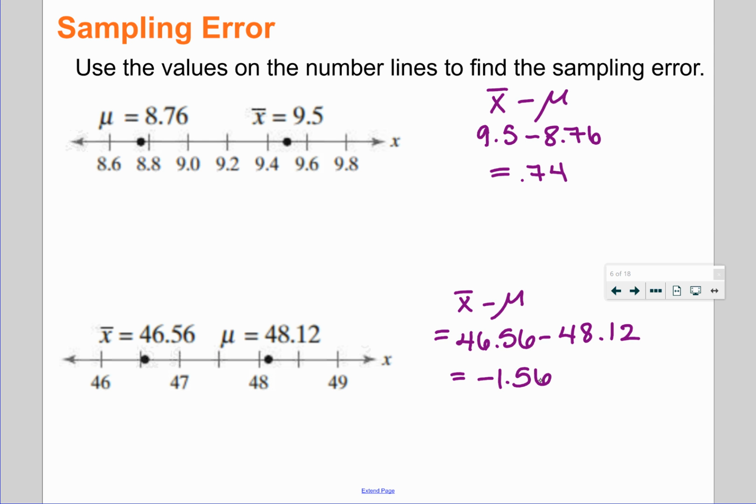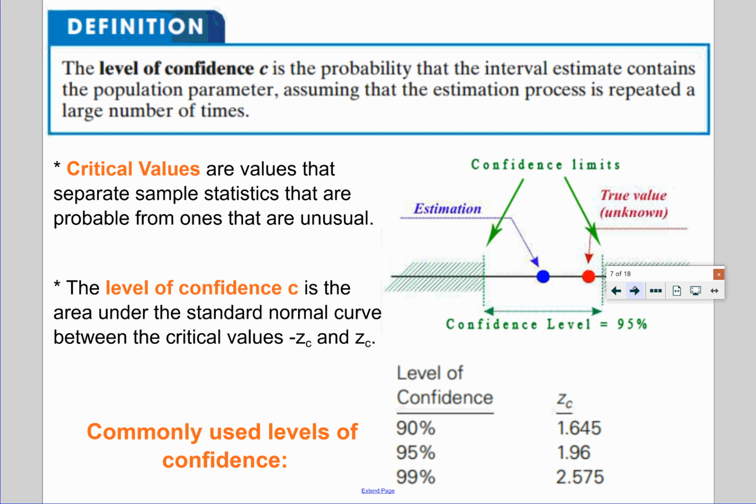Okay, does that make sense, guys? Why we're getting a positive for the first one, negative for the second one? First one overestimated, second one underestimated. Okay. All right, so let's talk now about a level of confidence.